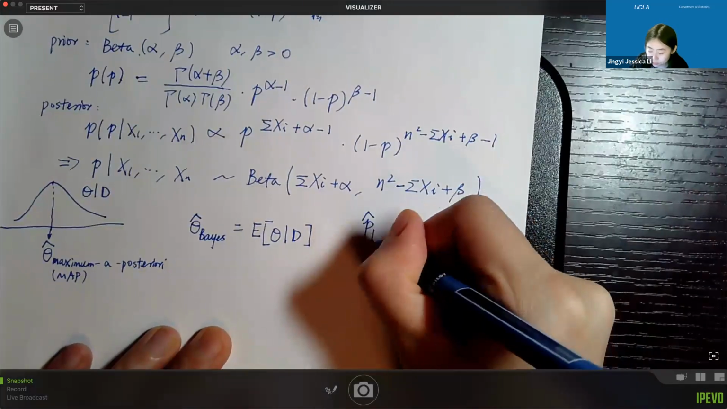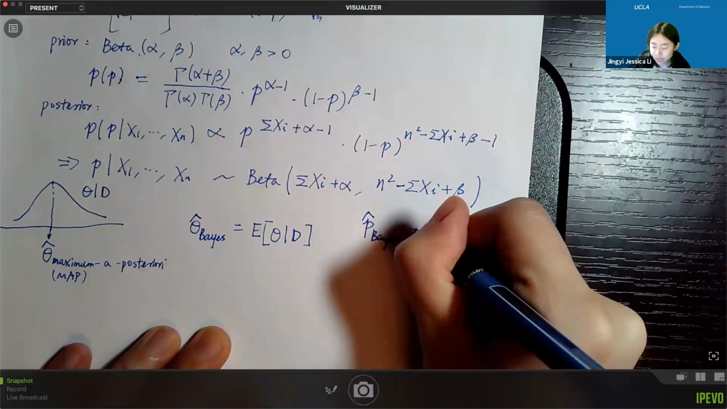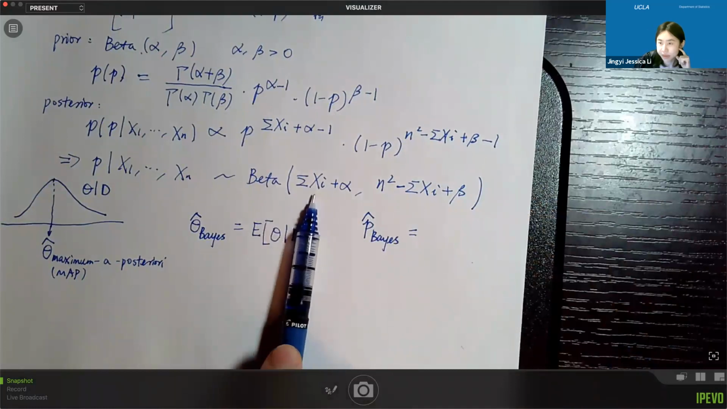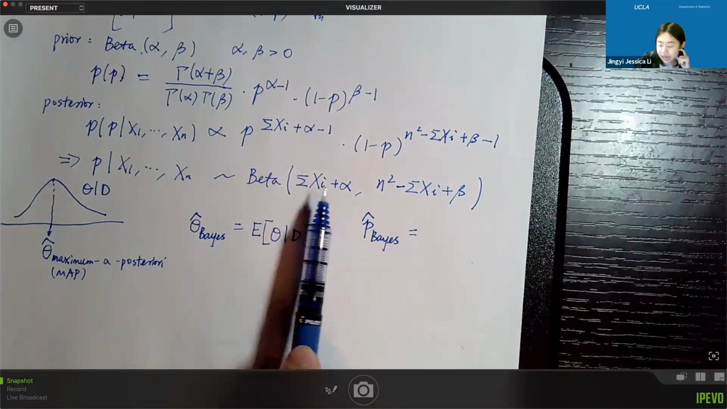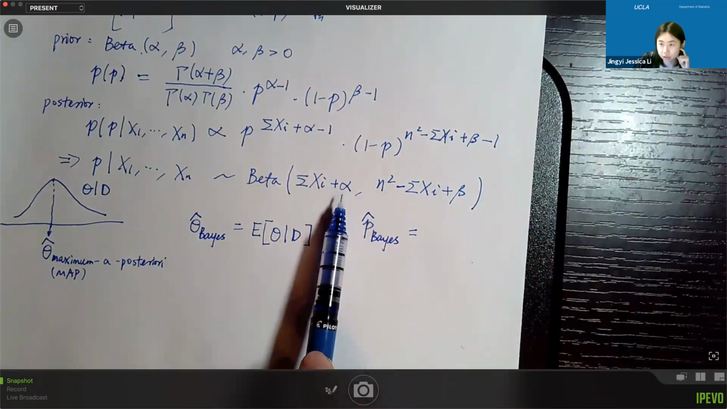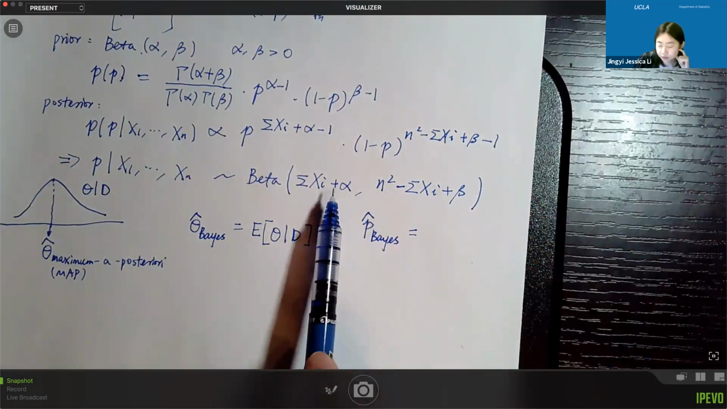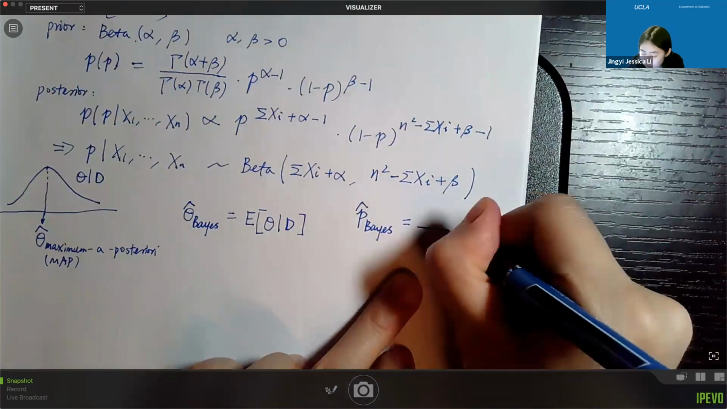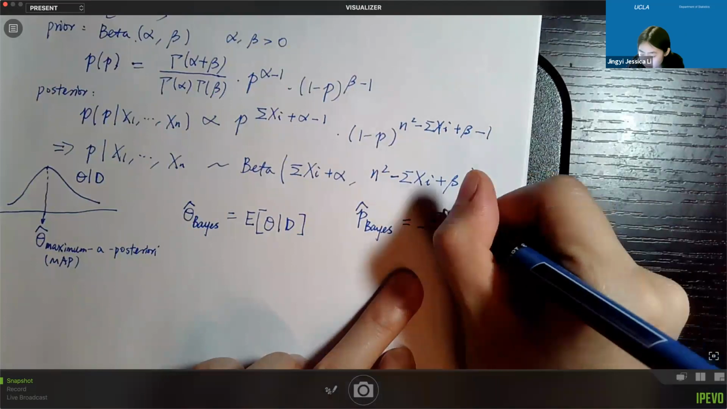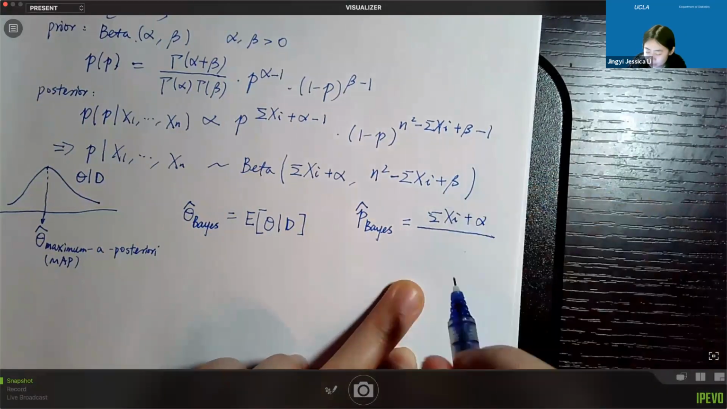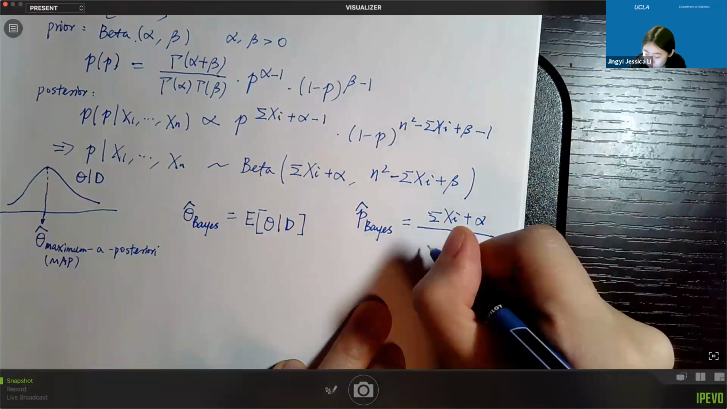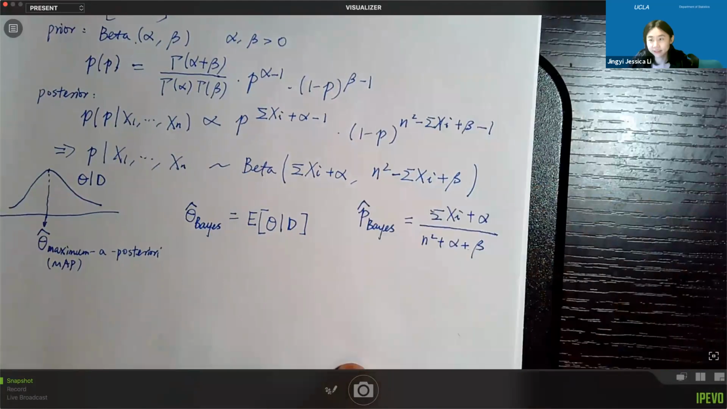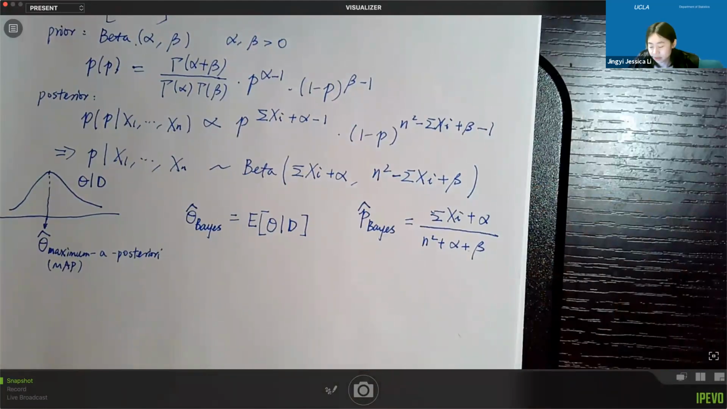Okay, so coming back here, if we are going to use the Bayes estimator to estimate P, then the P hat Bayes will basically be the expectation of this beta distribution. And we know the beta distribution's expectation is just determined by its two parameters: the first parameter divided by the sum of the two parameters. So in other words, I can easily write it as the summation of xi plus alpha, divided by n plus alpha plus beta.